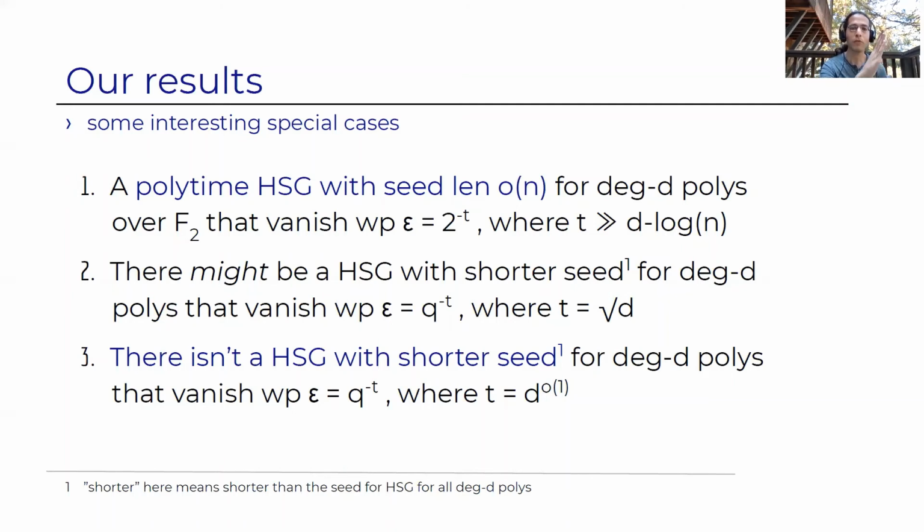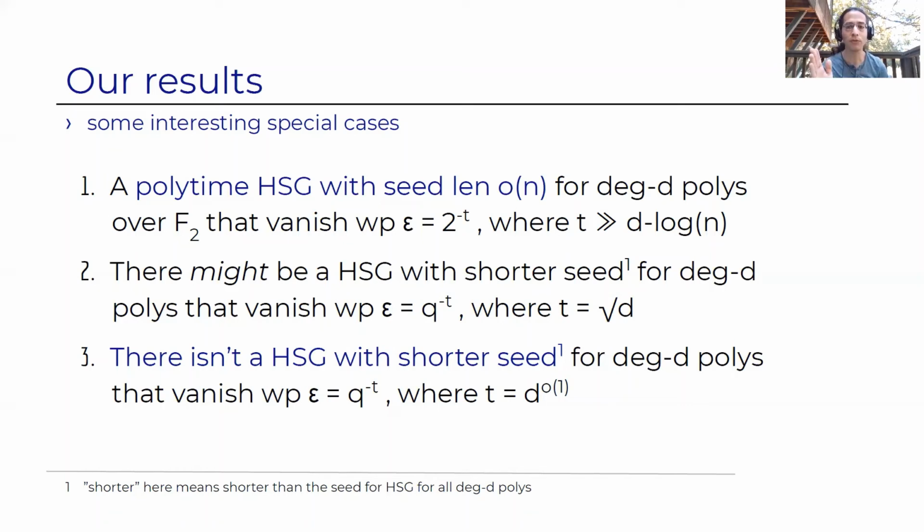Now, think of moving on to the right. Our results do not confirm nor rule out the existence of a hitting set generator with seed that is shorter than the seed for the general case of hitting set generators, when epsilon is q to the minus, say, square root d. So if we only consider polynomials that vanish with probability q to the minus square root d, which is really small when you think of it, there might or might not be a hitting set generator that improves on the hitting set generator for all polynomials.